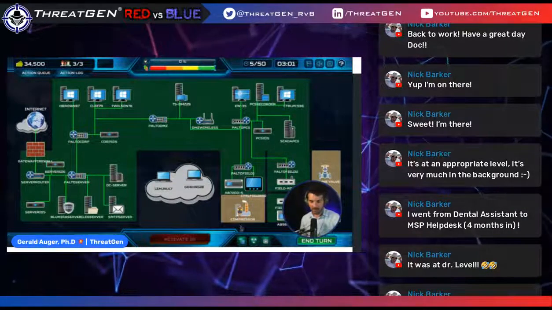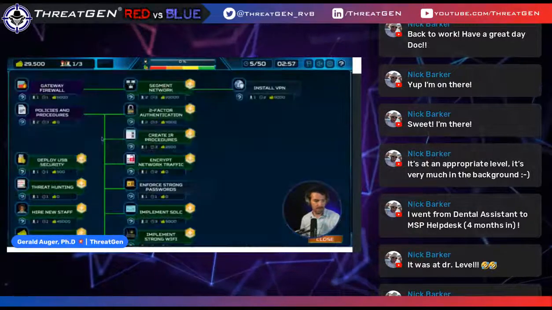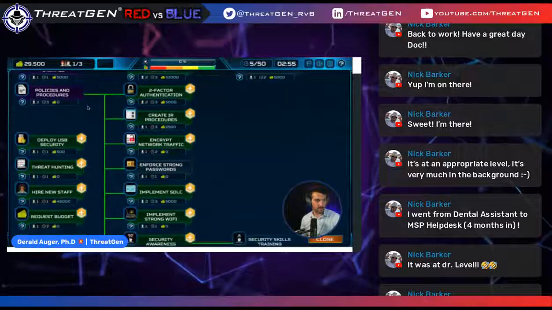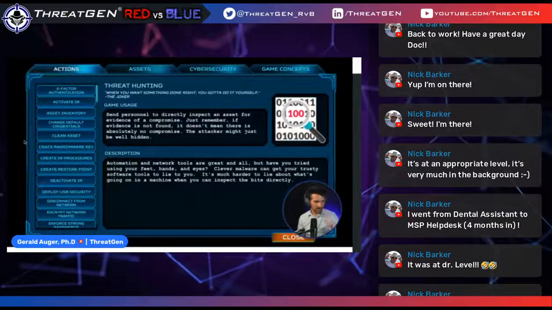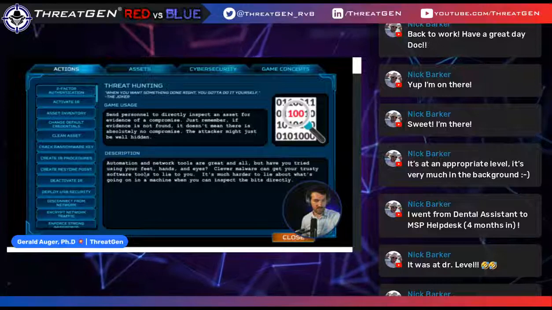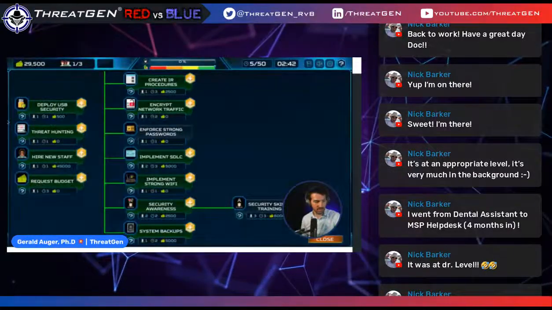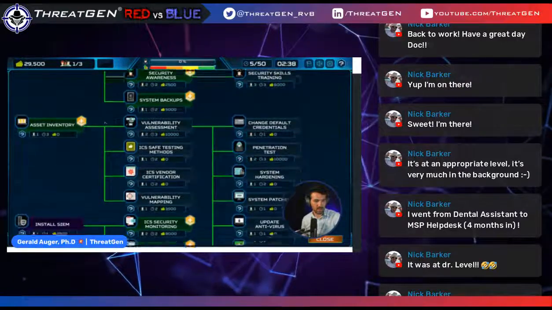Okay, we got 3 resources. We definitely need 2FA, no doubt. And then what can we do with 1 resource? What does threat hunting do for us? Send personnel to directly inspect an asset of compromise. Just remember, if evidence is not found, it doesn't mean that there isn't a compromise. Okay, I got 1 person. I need 3 turns.